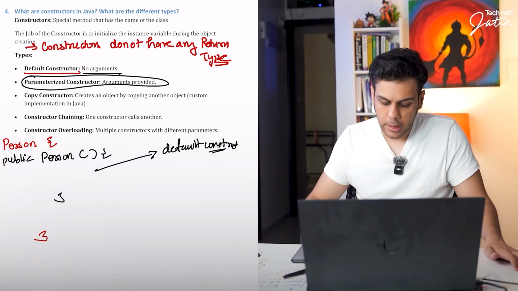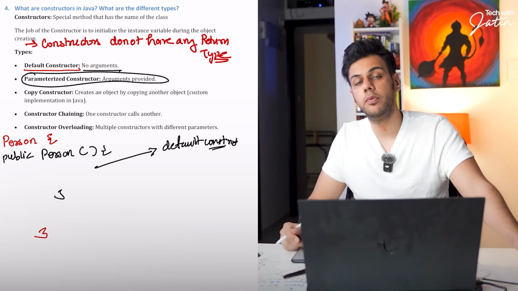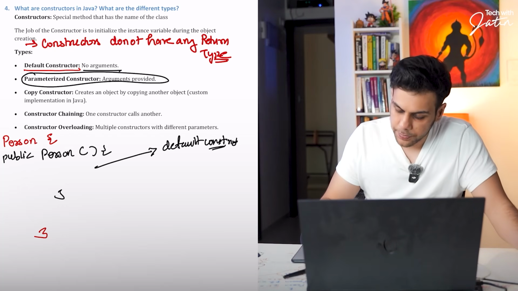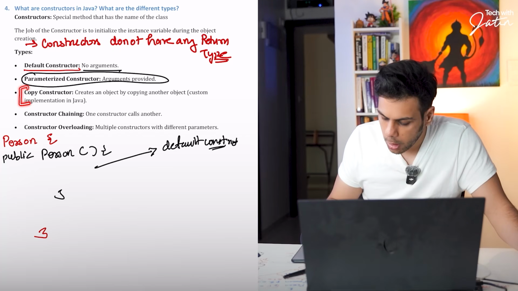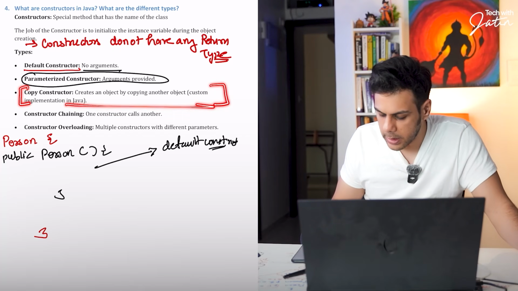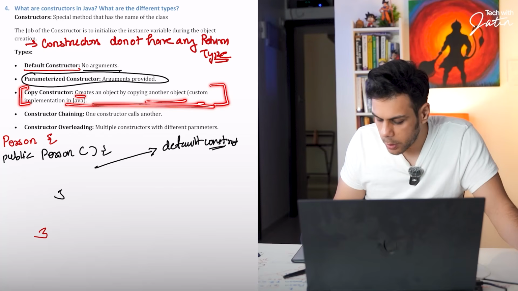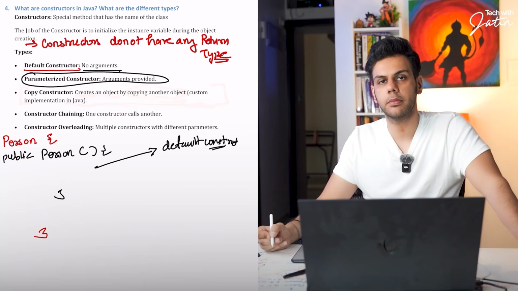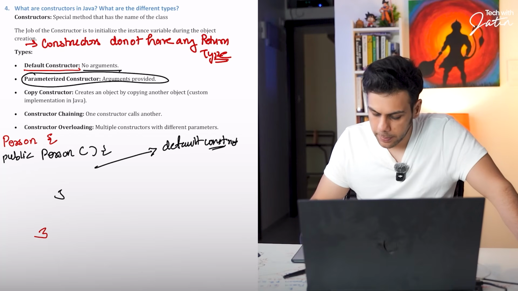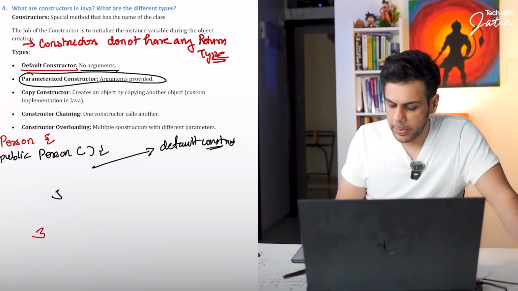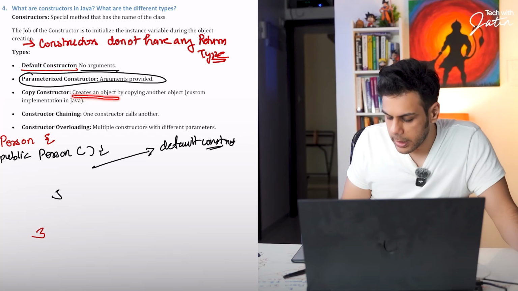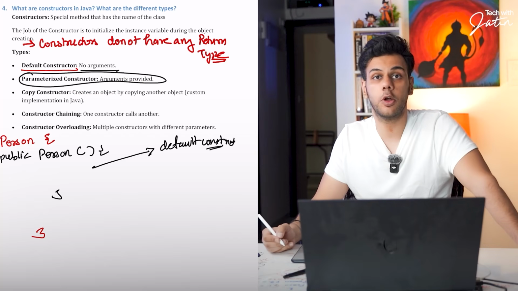Now, the next constructor, which is very important, is called a copy constructor. A copy constructor is basically what? It is going to create an object by copying data from another object. Please make a note of this particular point. Copy constructors are constructors which create an object by copying data from another object.